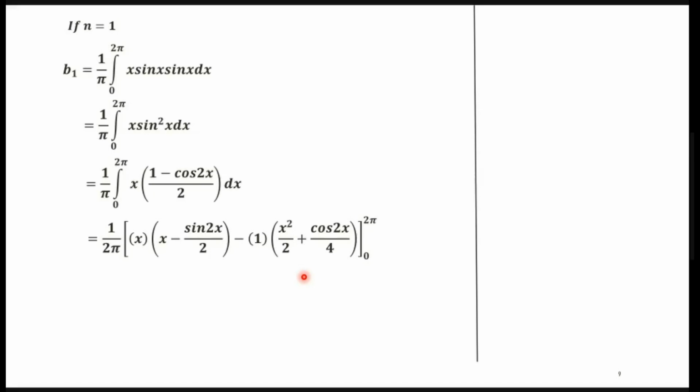Sin 2 pi is 0, cos 2 pi is 1. Sin 4 pi is 0, cos 4 pi is 1. Cos 0 is 1, sin 0 is 0. Substitute upper limit minus the lower limit and calculate the value.